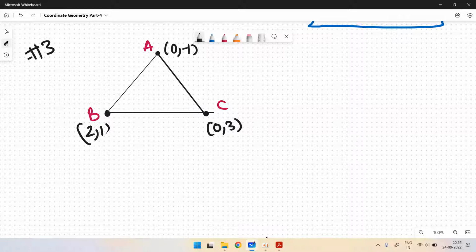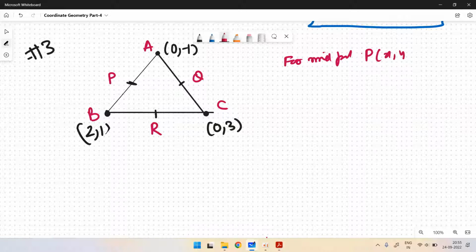So if you find the midpoints, what are they? Let me mark the midpoints as P, Q, and R. If you want to calculate the midpoint coordinates, suppose P is x comma y. We have already studied the section formula: x equals x1 plus x2 by 2, and y equals y1 plus y2 by 2.